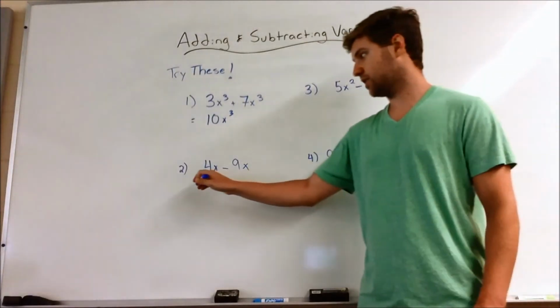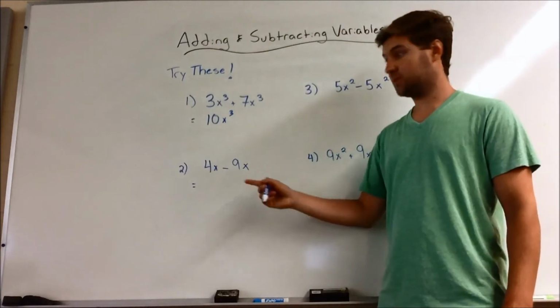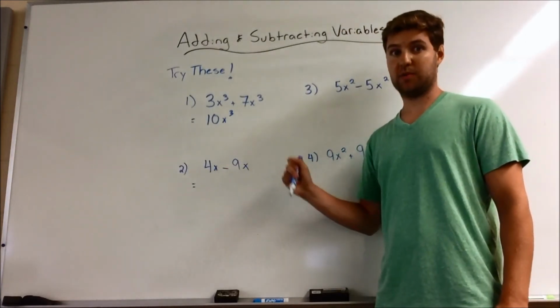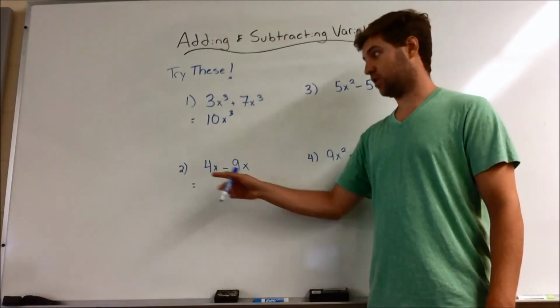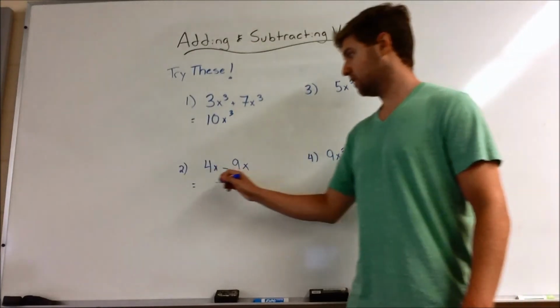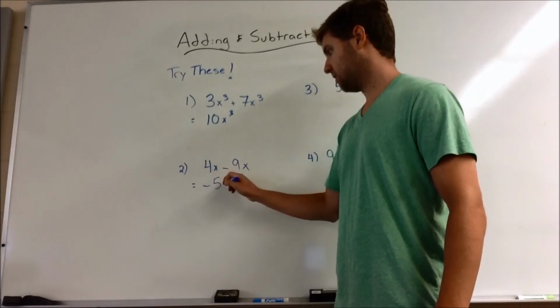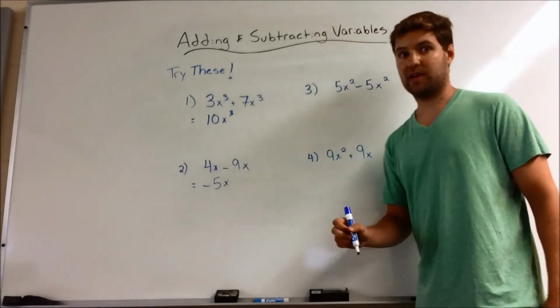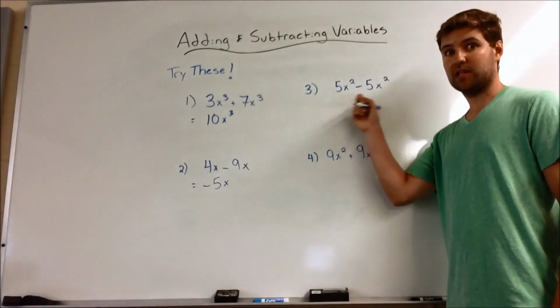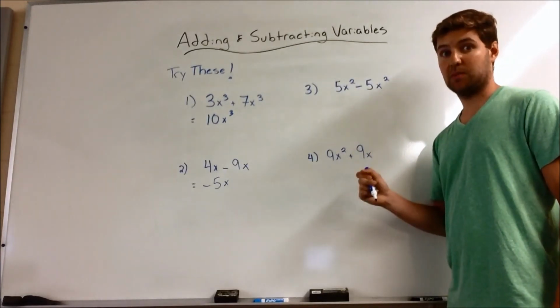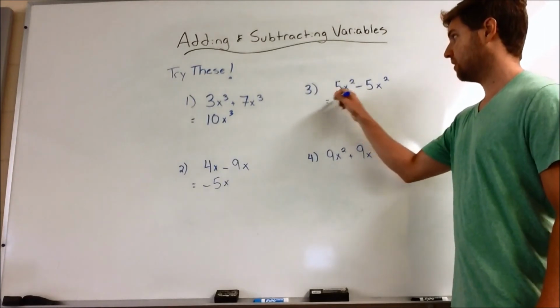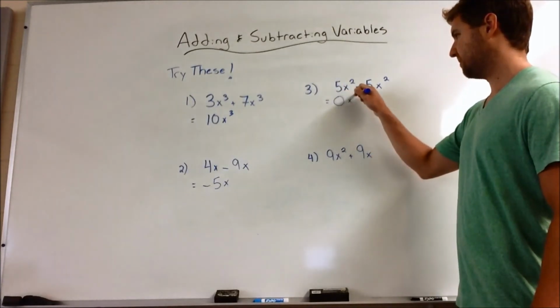Let's try one that's subtraction. Are they like terms? Yeah, x and x both have degree 1. So 4x minus 9x. So we subtract the coefficients. 4 minus 9 is negative 5. So it's negative 5x. Here, 5x squared, take away 5x squared. Are they like terms? Yes, they're both x squared. So 5 minus 5, 0x squared.